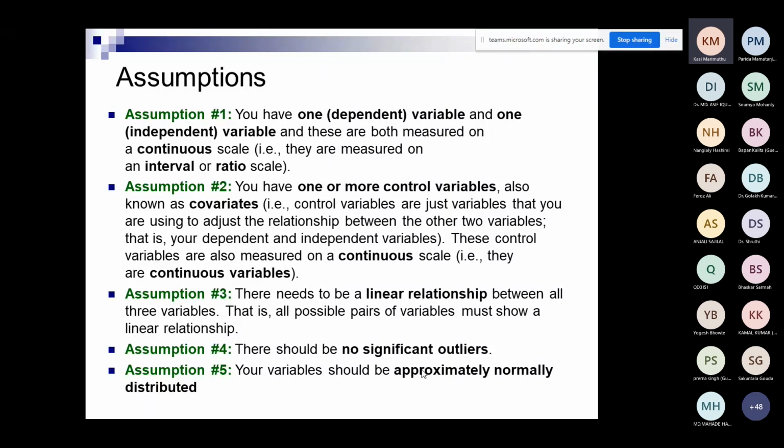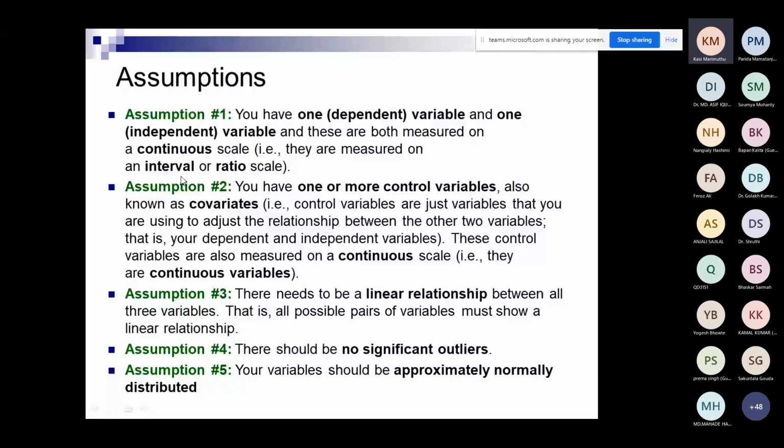Assumptions: whatever we have seen for Pearson correlation are the same. You have to have one dependent variable, which should be continuous, interval or ratio. For conducting the partial correlation, you have to have one or more control variables, covariates, which can be continuous. Assumption 3: there should be a linear relationship between all three variables, your X, Y and Z variables. There should be no significant outliers. The data should be approximately normally distributed. So these are the basic assumptions for partial correlation.